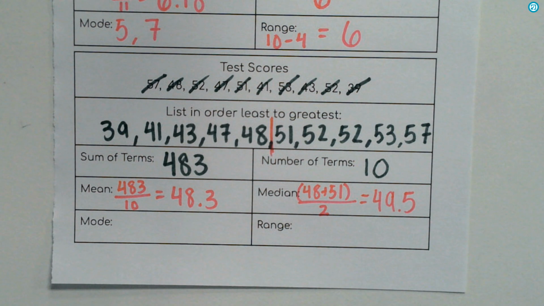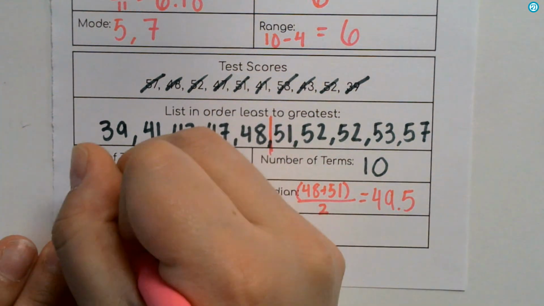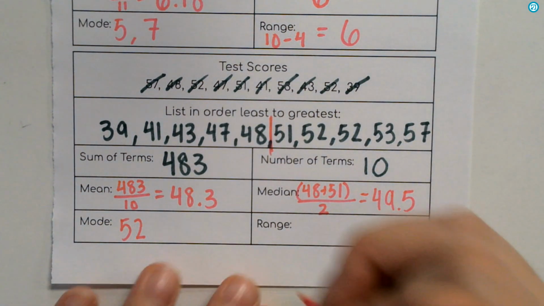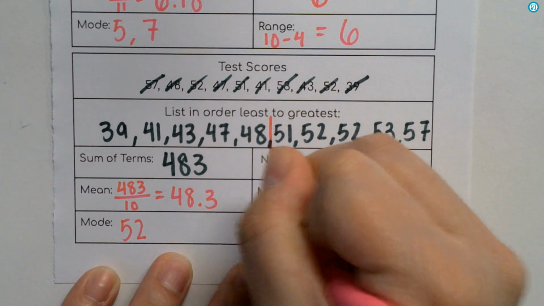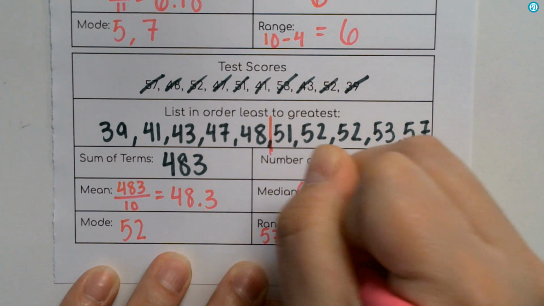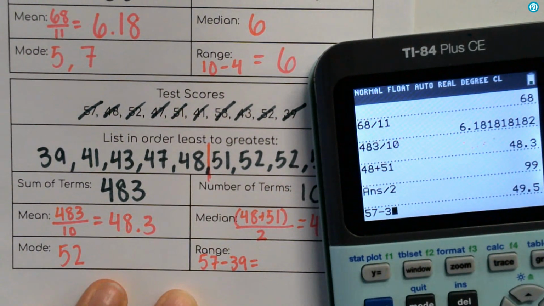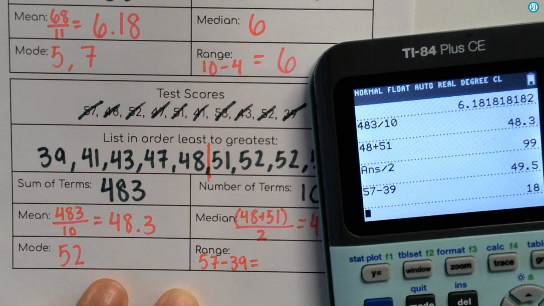Okay. Mode. Which number do we see the most often? 52. It's the only one we see more than once. And then range is highest minus lowest. So the highest number is 57 minus the lowest number is 39. 57 minus 39 is 18.